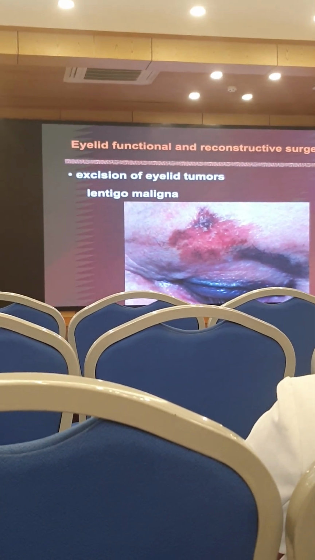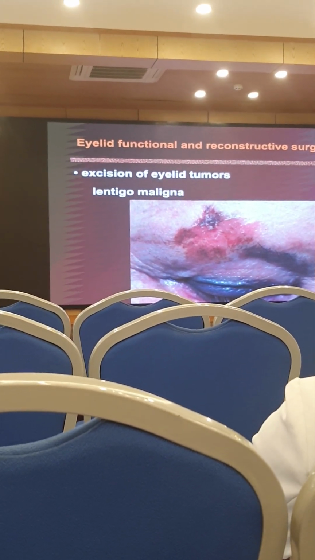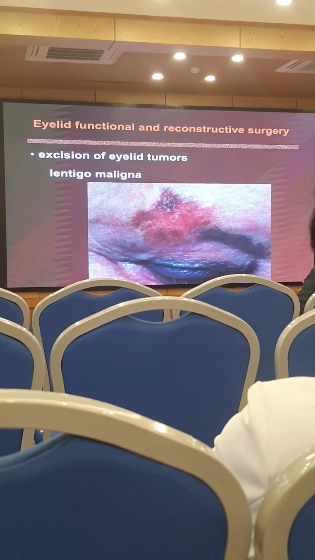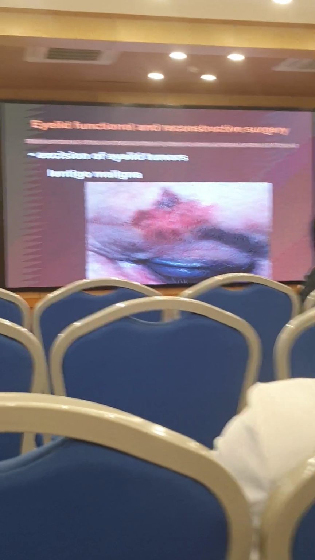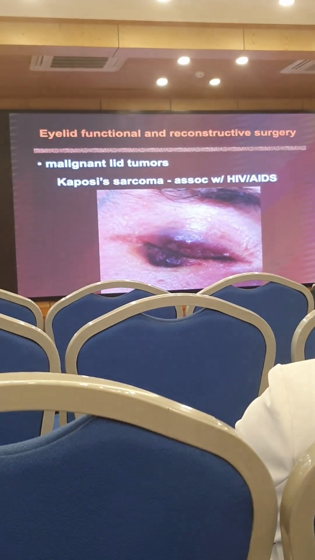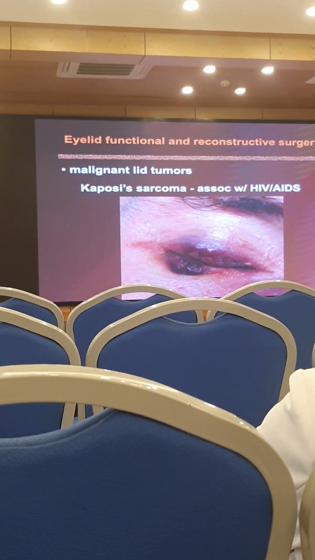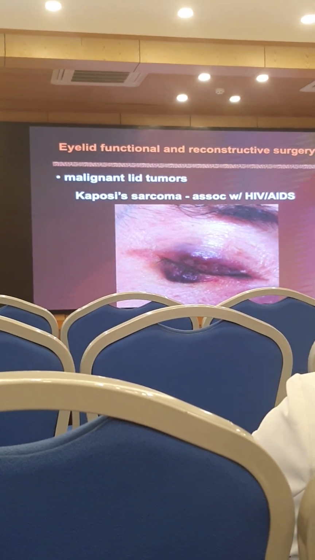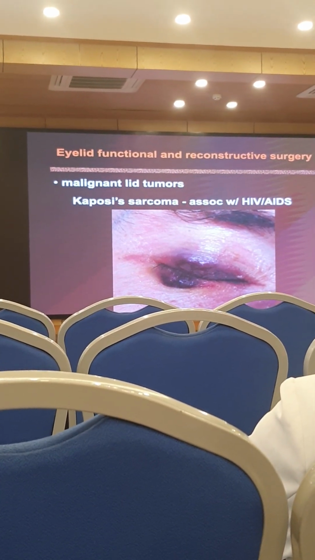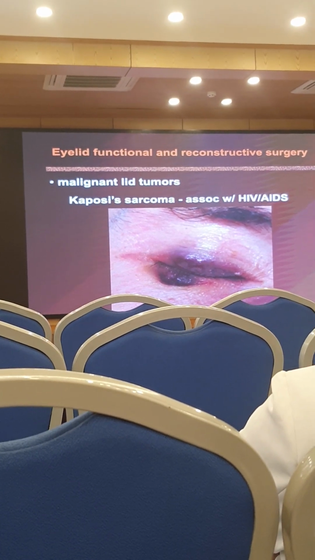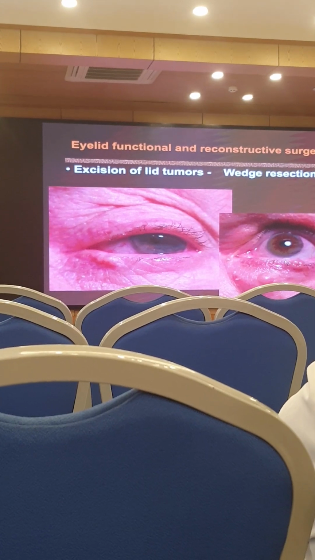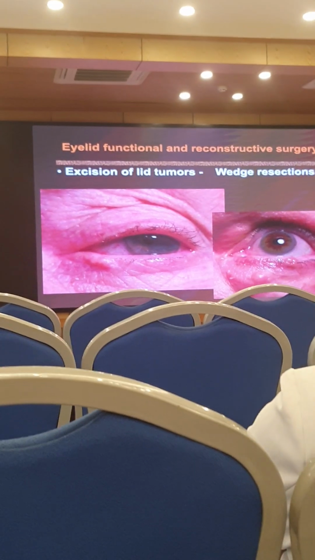This is a lentigo maligna, or basically a melanoma in situ in the surface layers of the skin. These should be fully excised because they can convert into a deep invasive melanoma. This is a Kaposi sarcoma. Back when the AIDS and HIV was much more prevalent, these tumors were commonly seen in patients with immune deficiency syndrome. Now we're going to talk about some of the procedures for excision of these larger tumors.